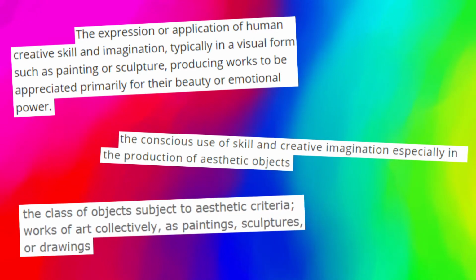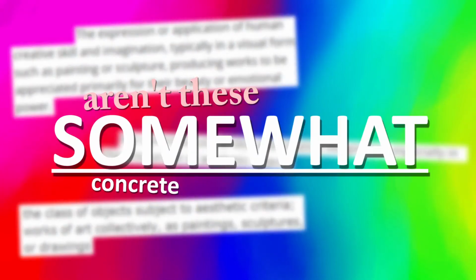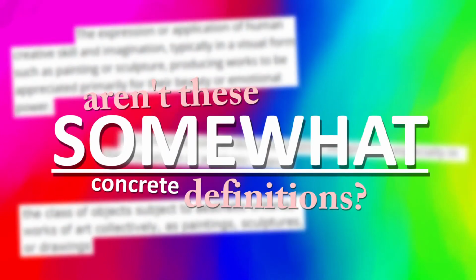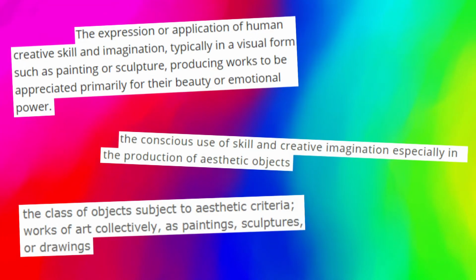Now, you're probably looking at those and saying, well, aren't these somewhat concrete definitions? And while that is correct to a point, the actual definition between the three changes, from reproduction of human skill appreciated for their meanings, to the use of said skills rather than the outcome, to just objects with an aesthetic about them, which have nothing to do with human involvement. Sounds much less definitive without the big words, huh?